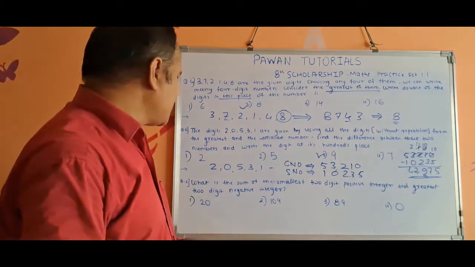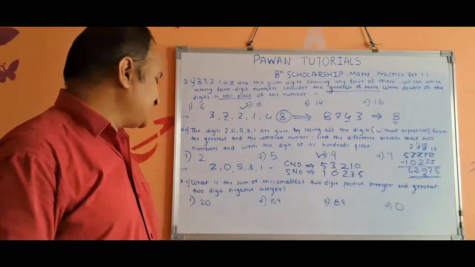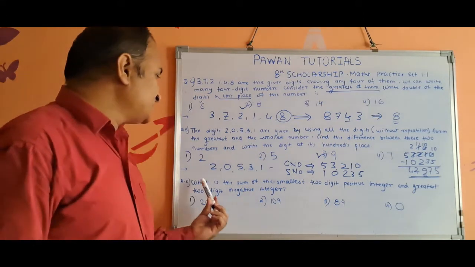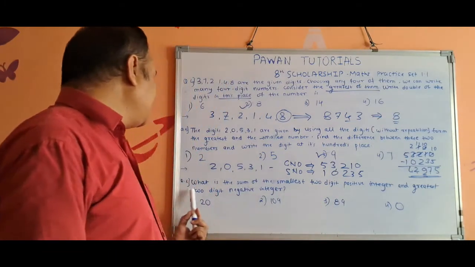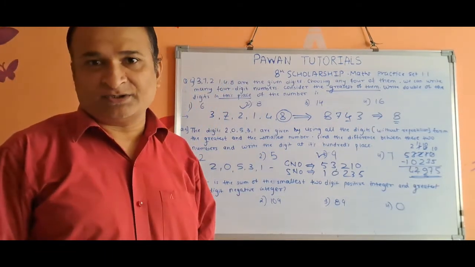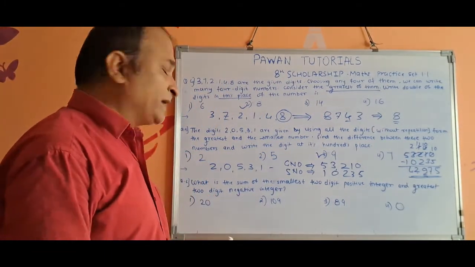Now look at the next question, students. Question number 6. What is the sum of the smallest 2-digit positive integer and the greatest 2-digit negative integer? Yes, so can anybody tell me?